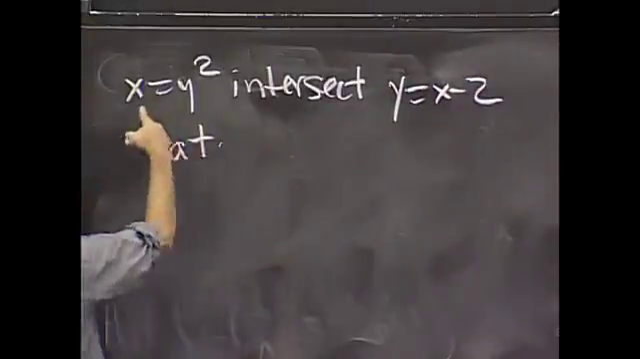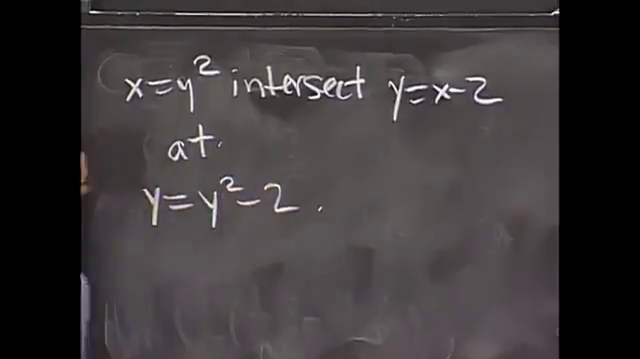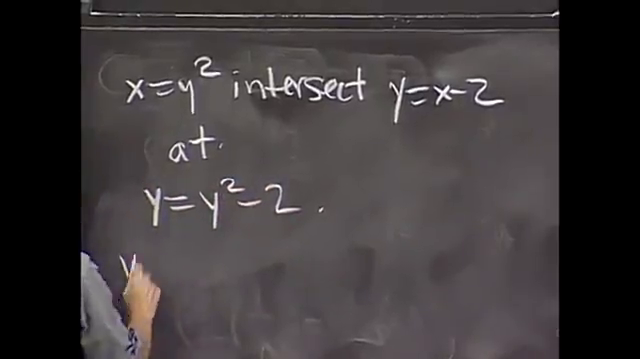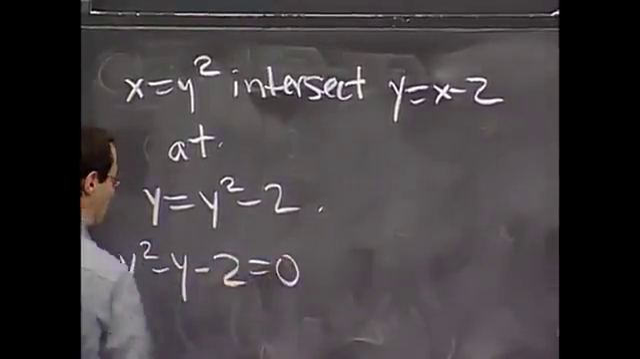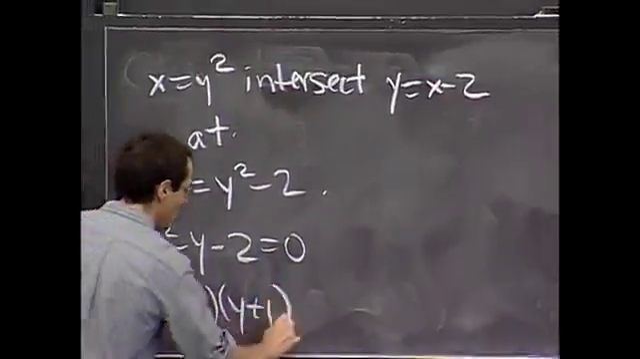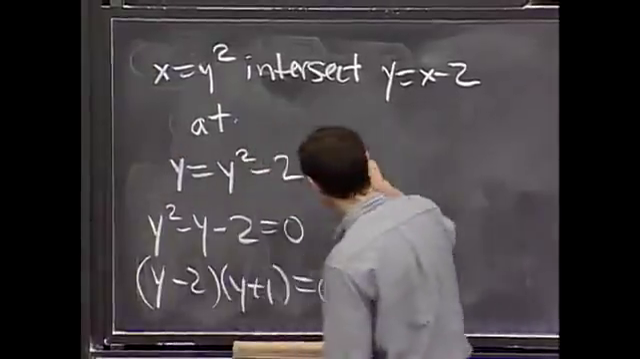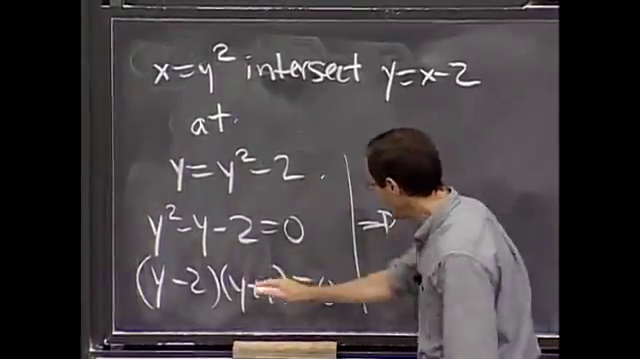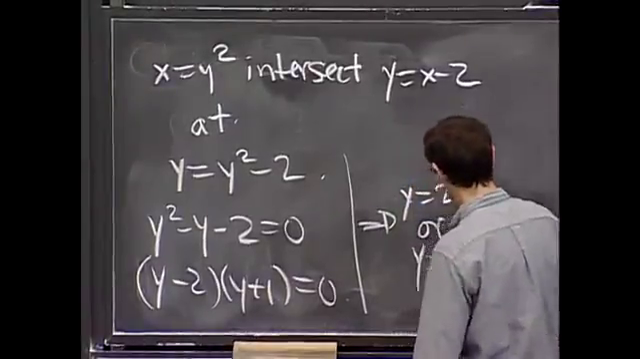At what? Well, if I plug in x is y squared, I get y equals y squared minus 2. And then I can solve this quadratic equation. y squared minus y minus 2 is equal to 0. So y minus 2 times y plus 1 is equal to 0. And this is telling me that y equals 2 or y equals negative 1.